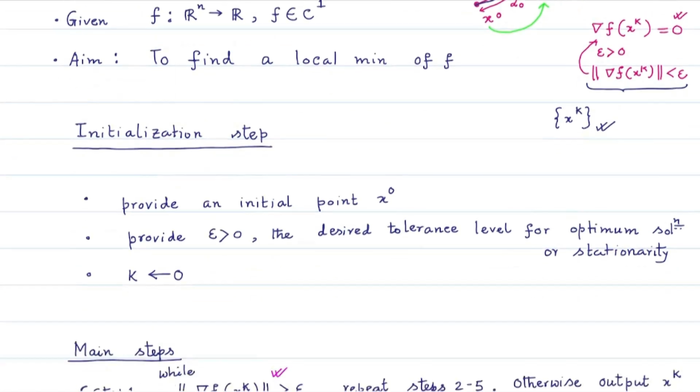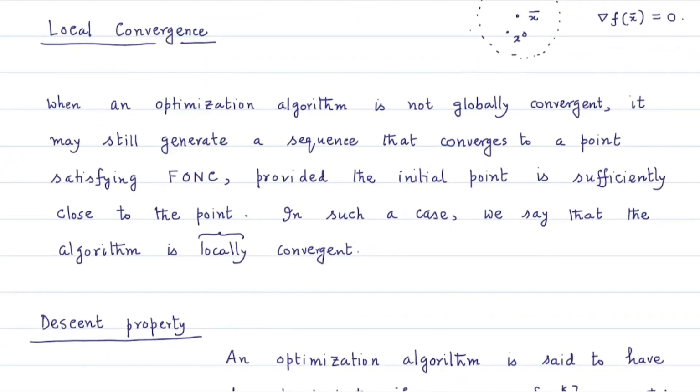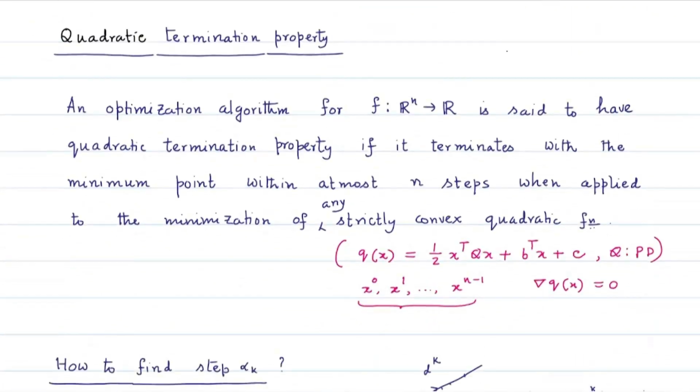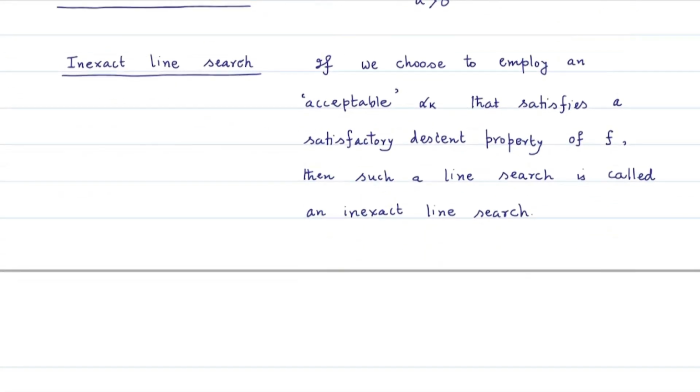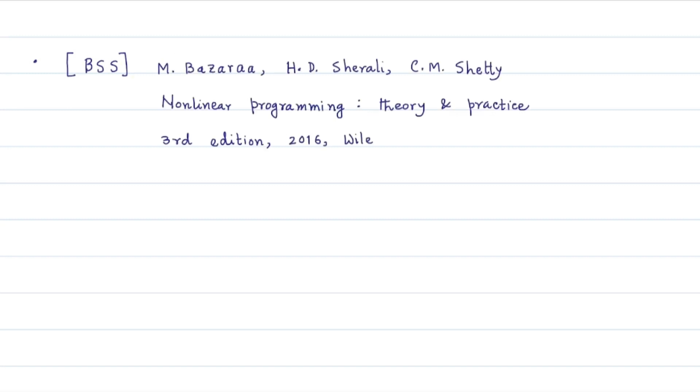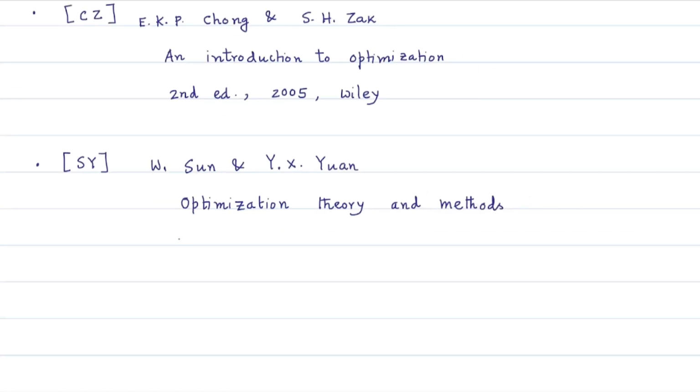Now let me mention commonly used exact line searches and their references. I will cite here 3 special references. Those are the book by Bazaraa, Sherali and Shetty entitled Nonlinear Programming. Next, the book by Chong and Zak entitled An Introduction to Optimization, and the book by Sun and Yuan entitled Optimization Theory and Methods.